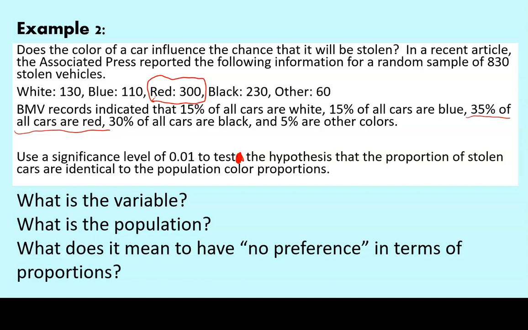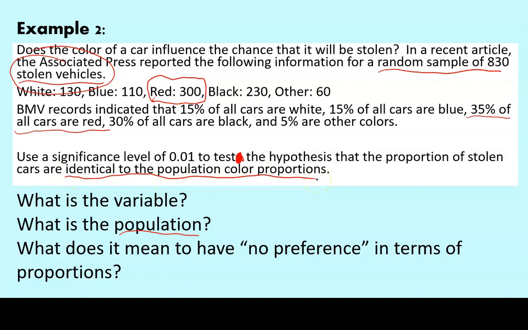All right, so here's the idea. What's the variable? The variable is what color is the car. That's categorical, so we know we're in a proportions problem. What is the population? We have taken a random sample of 830 stolen vehicles, which means that our population is all stolen vehicles. So what does it mean to have no preference in terms of the proportion, or to have that identical to the population color proportions?